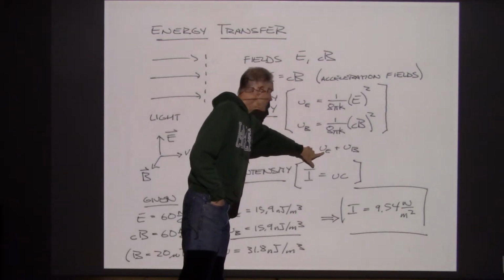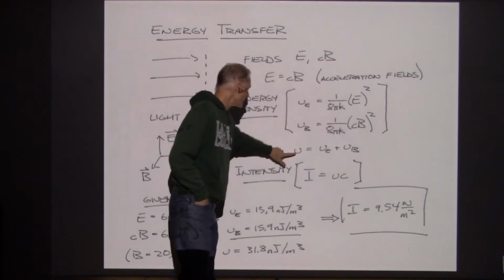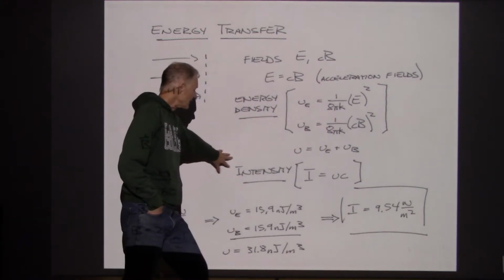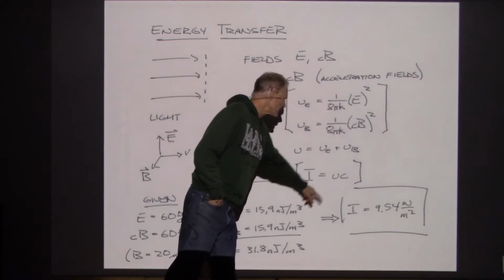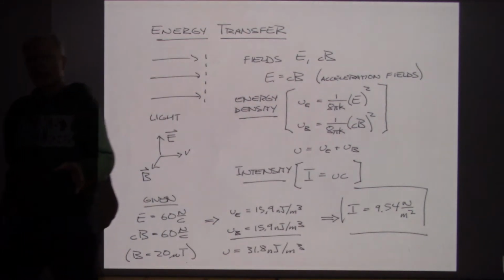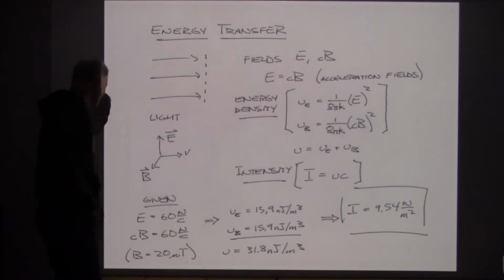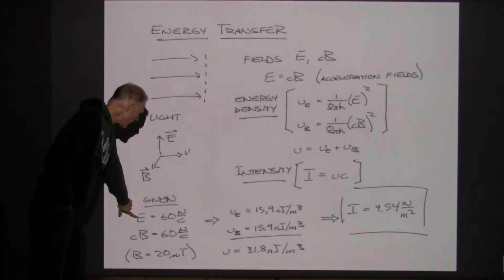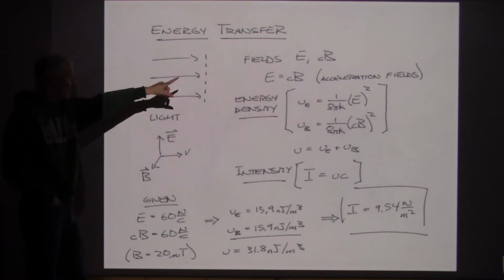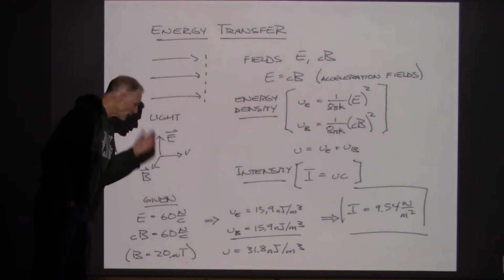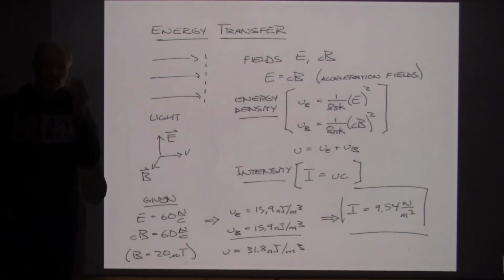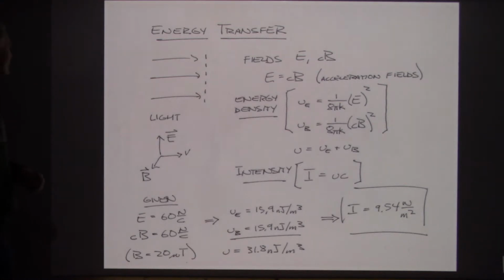So this is like half the energy here, half the energy here, this is the total, and then the intensity comes from taking the total energy density, energy per volume, multiplying that by c. So let's just put some numbers in. Let's say that we're in a region of space where the electric field, it's an acceleration field, and the electric field there is 60 newtons per coulomb.